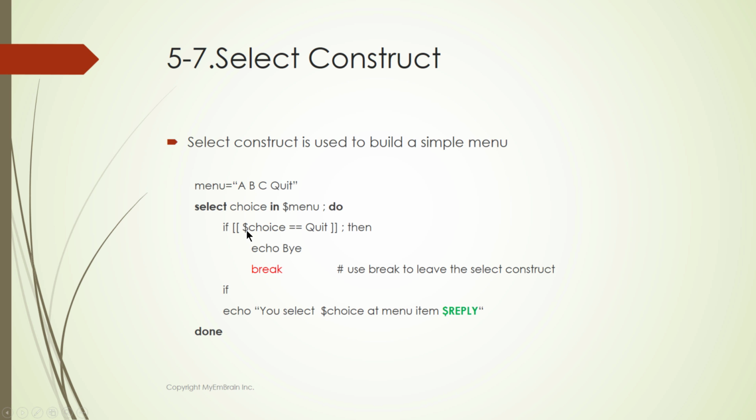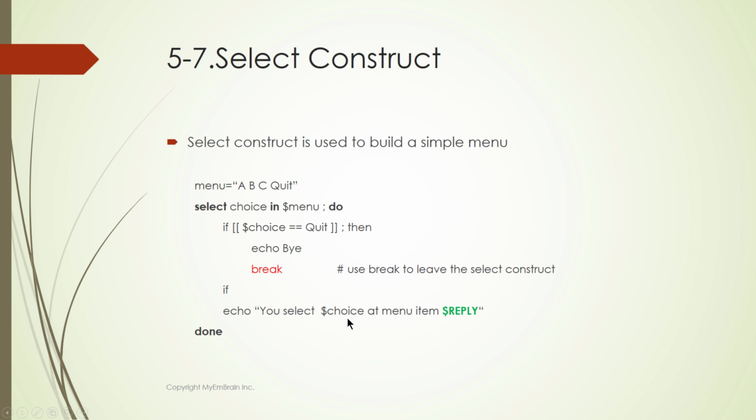If the choice the user enters is not quit, and this condition will not happen, then the echo following the if construct will be executed. Then you will see the message you select $choice as menu item $reply. Here the $reply is a built-in variable that is used in connection with the select. The select will store the choice the user enters here in the reply.